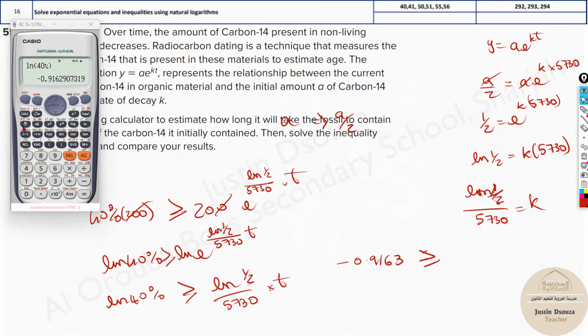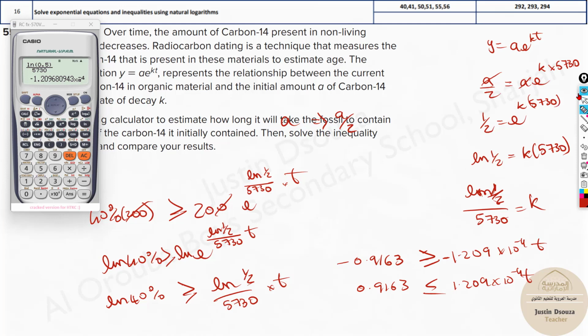Now the same thing to the right side. Over here we have ln half, that is 0.5, or you can write 1 by 2, divided by 5730, and the answer over here is a very minute answer, I'll just write it as it is, negative 1.209 times 10 to the power minus 4 times t. Now here, since we have both negative signs, the inequality needs to be changed, isn't it? When we are dealing with inequalities, to make them positive, the inequality flips.